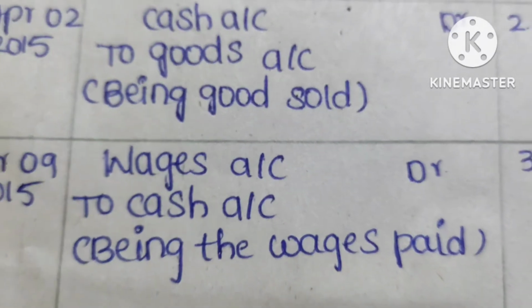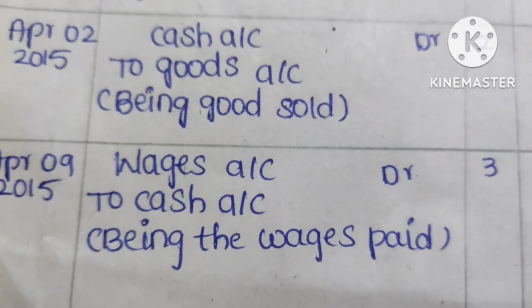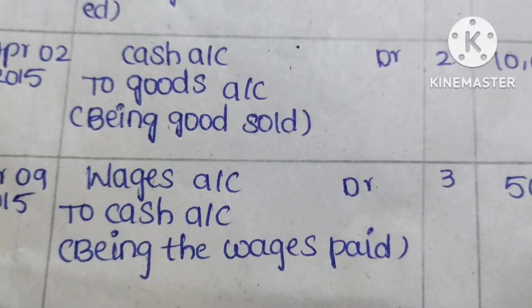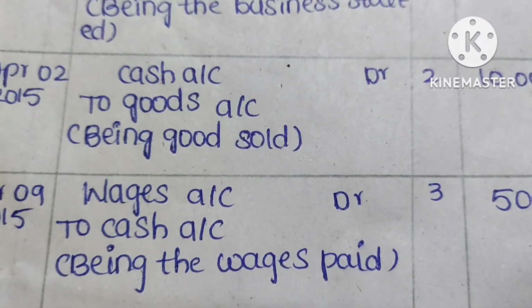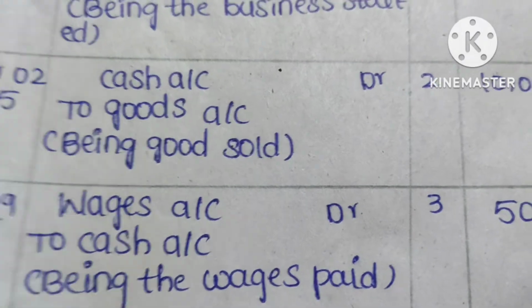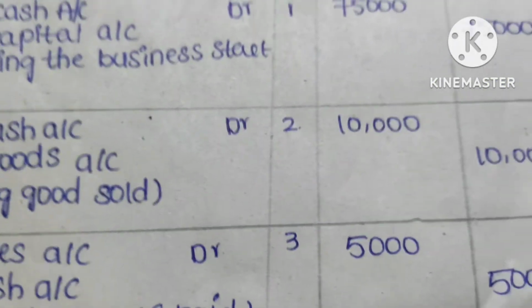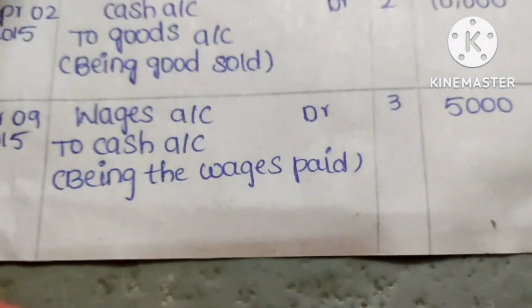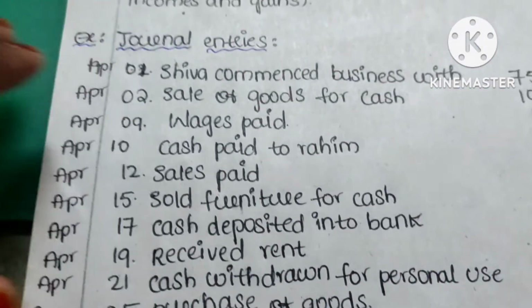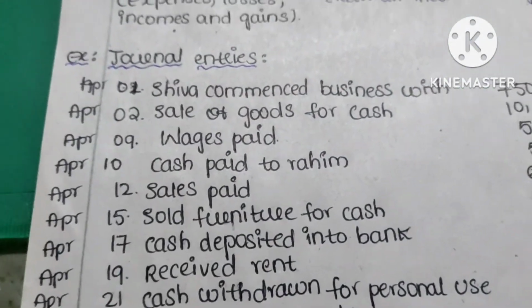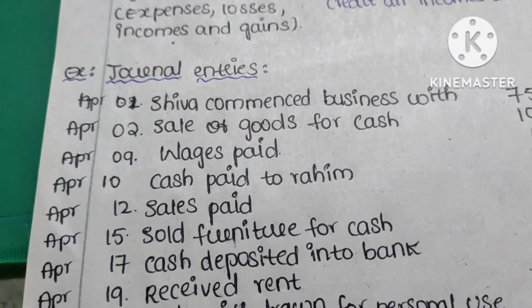Wages are expenses, friends. So wages paid means we are giving cash for the wages account. The third one is 5,000, 5,000. So these are all examples of journal entries. I will show you more examples.